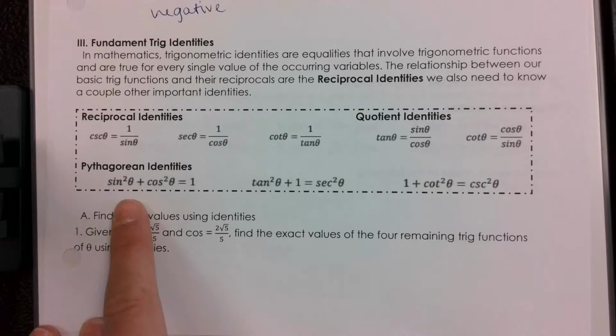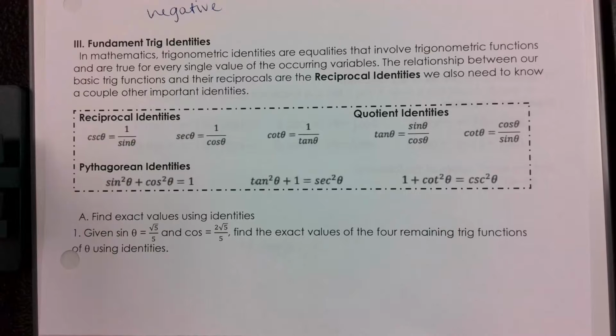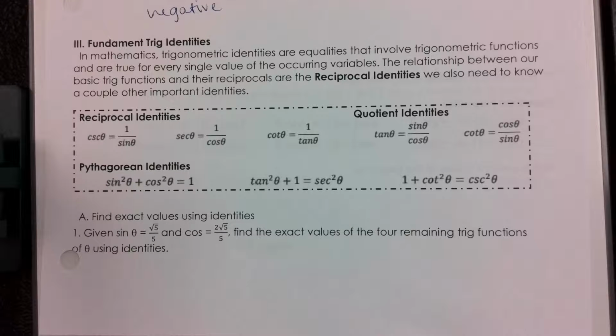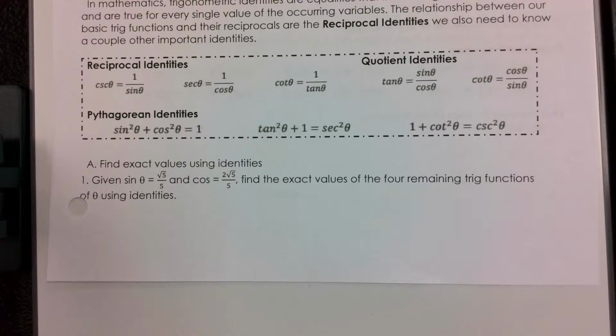Have we seen these before? Yes, no, maybe. That's what those are. So you've got sine squared plus cosine squared is 1, and tangent squared plus 1 is secant squared, and then 1 plus cotangent squared is cosecant squared. We can manipulate those, so solve for whatever you need there. So when we start working with identities more and simplifying trig expressions, you'll use those. Yeah, so that's that. All right, looking at the bottom, it says you're given sine and you're given cosine to find the exact values of the 4 remaining trig functions of theta using your identities.